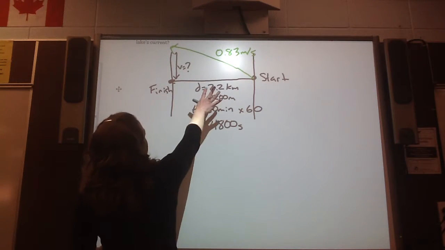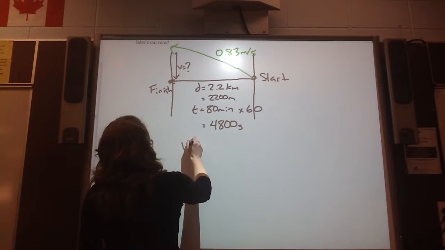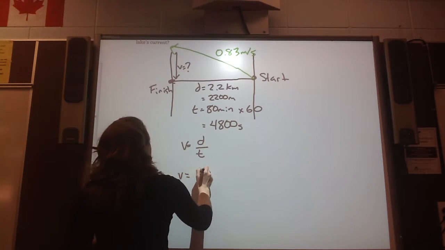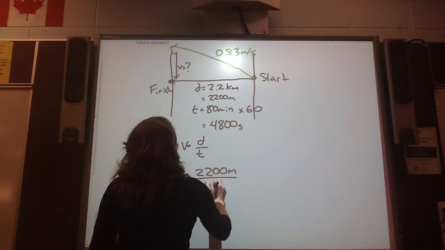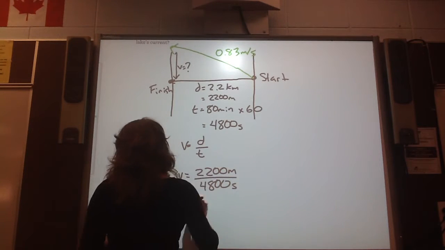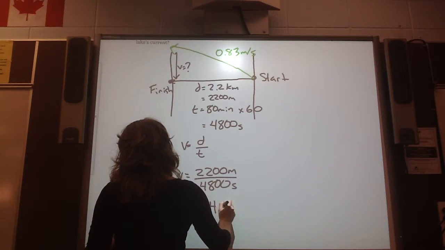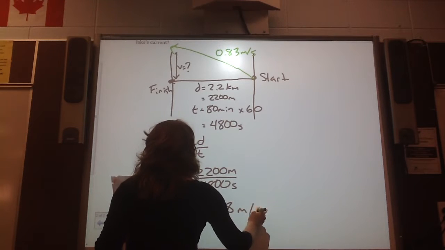So we can find the velocity of this horizontal vector. So V is equal to D over T. So V is equal to 2,200 meters divided by 4,800 seconds. So this velocity is 0.458 meters per second.